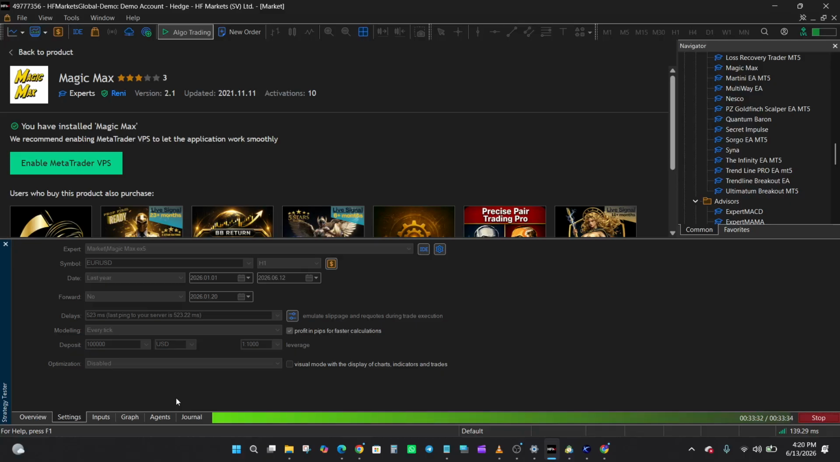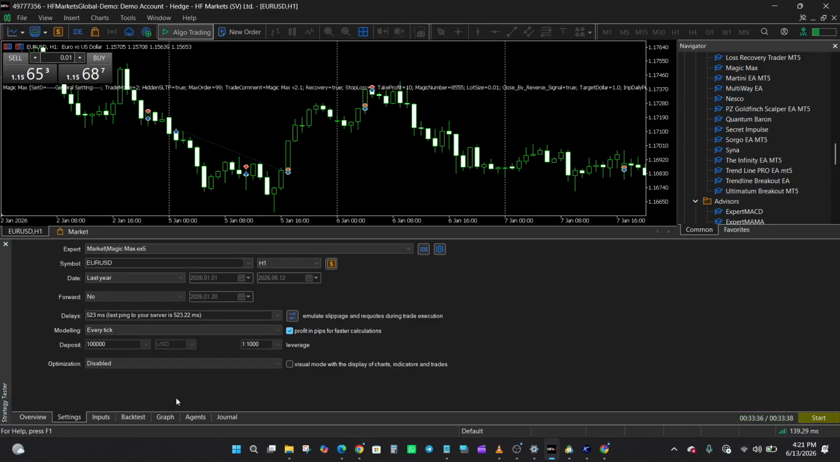All right. But in general, longer backtesting periods tend to provide a more reliable picture of how the EA behaves across different market conditions. Okay. So if you're interested in this EA, I recommend you test it over a longer period of time, because about five months plus is not really enough, okay, to make a full conclusion about the EA.